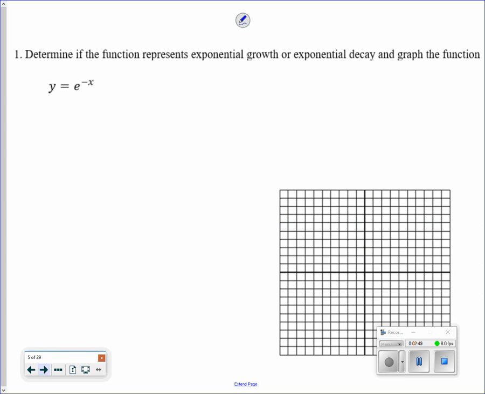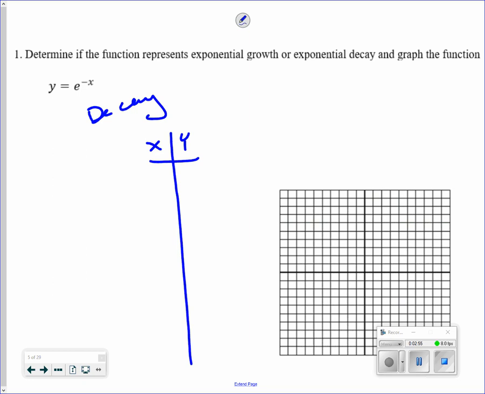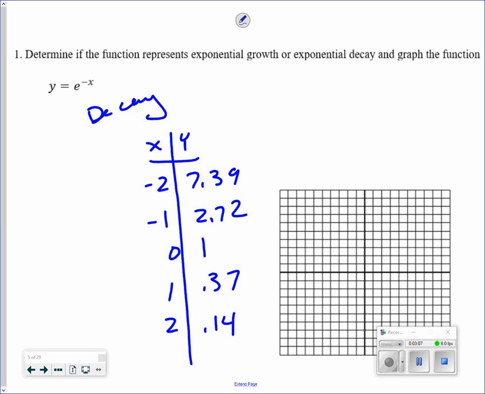And then the last one again is decay because you have e raised to a negative value of x. So -2, again, rounding to 2 decimal places. Using a calculator and then graph those points. So -2, -1. And again, these numbers keep getting smaller and smaller. Decay.